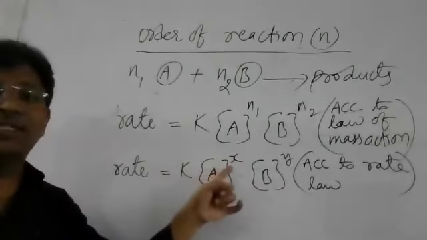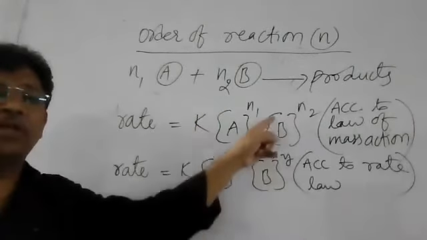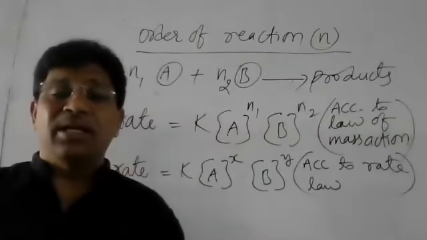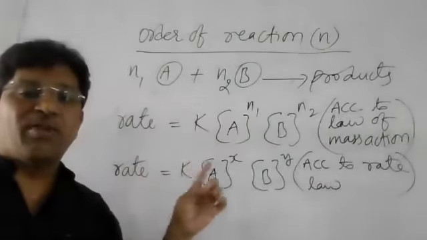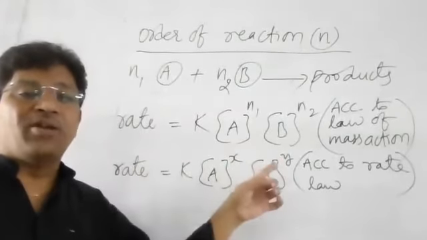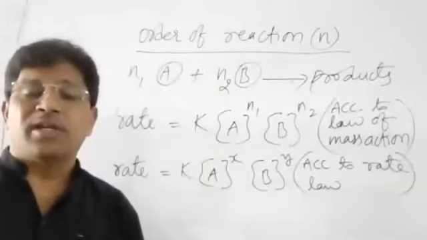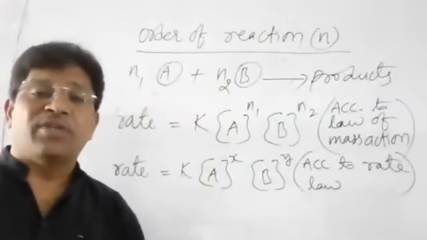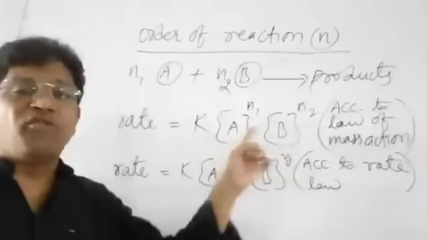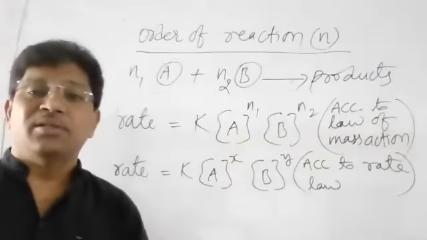This X value may or may not be equal to N1. The Y value may or may not be equal to N2. These X and Y values are obtained only experimentally. They cannot be taken directly from the balanced stoichiometric equation. But according to the law of mass action, we can directly write N1 moles, N2 moles.